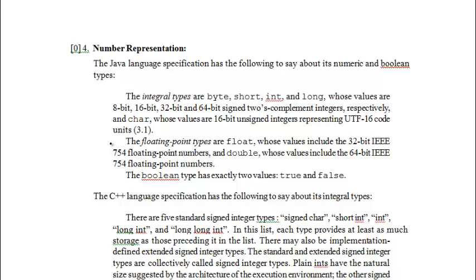The floating point types, there we go, floating point types are float, whose values include 32-bit IEEE 754 floating point numbers, whatever that means, but they're 32-bit floating point numbers anyway, and double, whose values include the 64-bit IEEE 754 floating point numbers. And then the Boolean type has exactly two values, true and false.